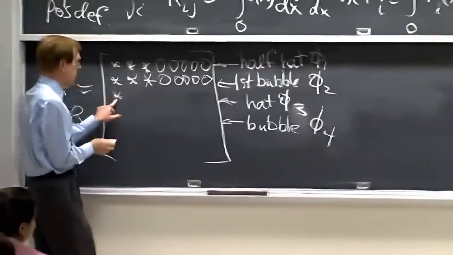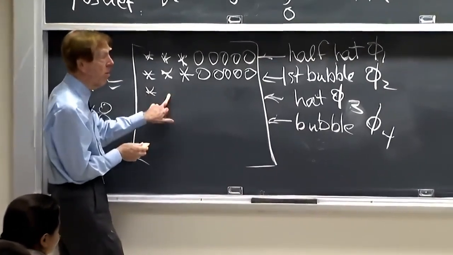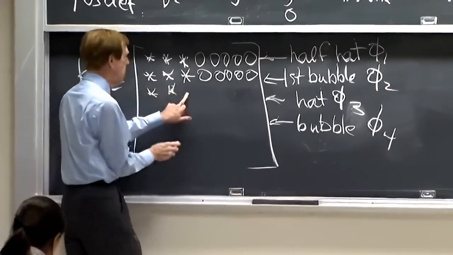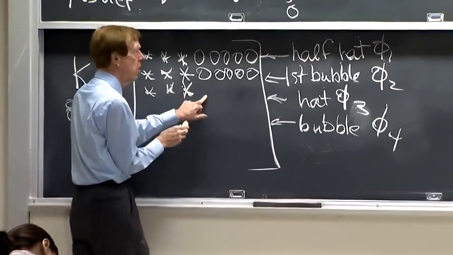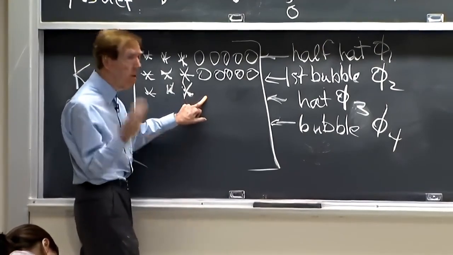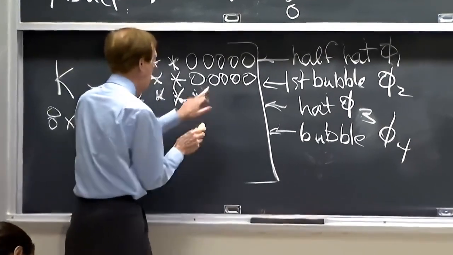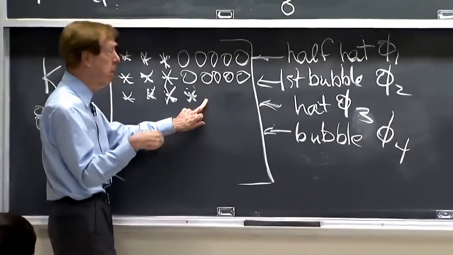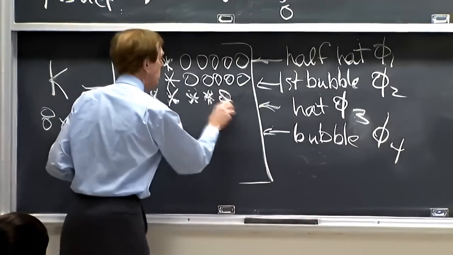It overlaps the half hat. Does it overlap the first bubble? Yes. Does it overlap itself? Yes. Does it overlap the second bubble? Yes. Does it overlap the next hat? Yes. And then all zeros.